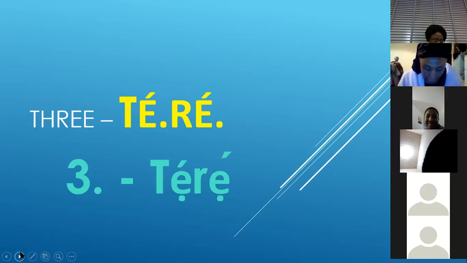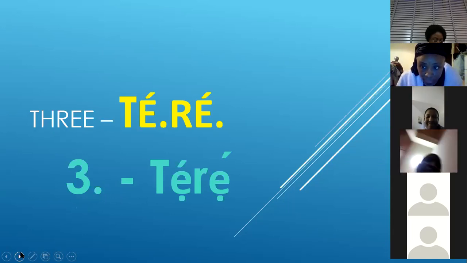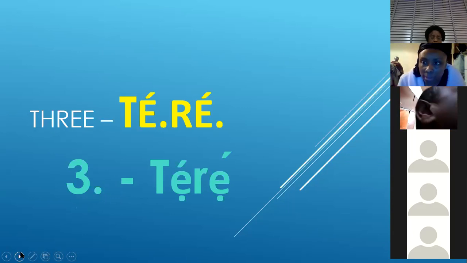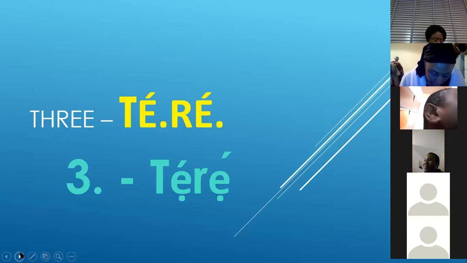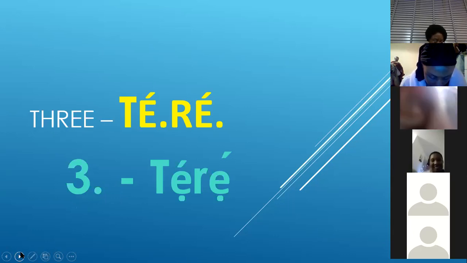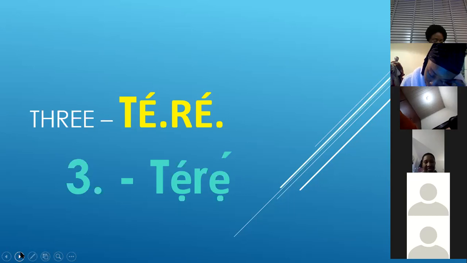What is this one? Again? Tere. Fantastic. Tere. So there's a dot underneath, so it's the air sound. It's really important that we look at the word and we get the stresses right. If there was no dot underneath the E, how would you say this word?